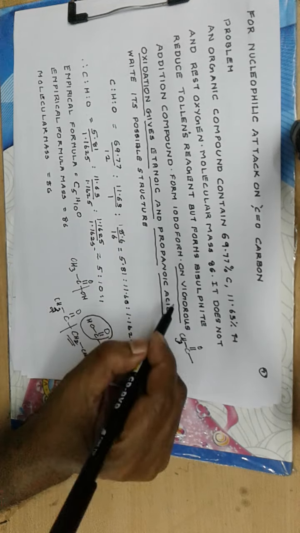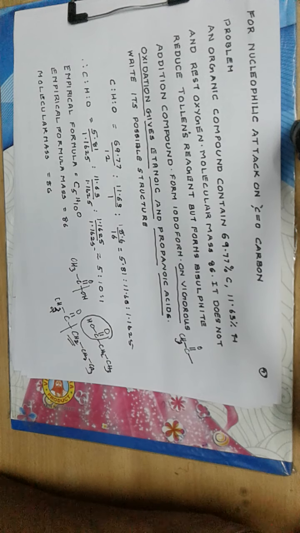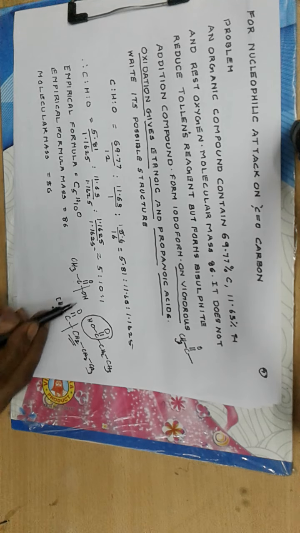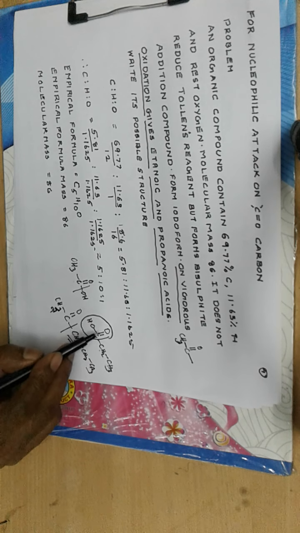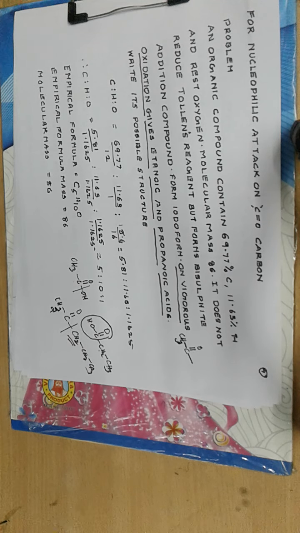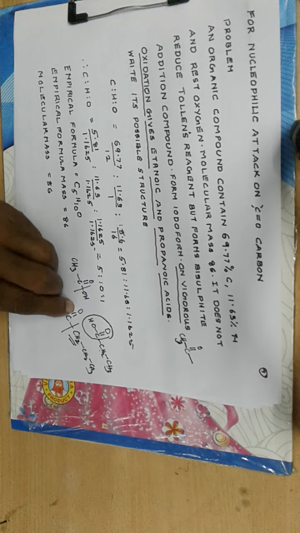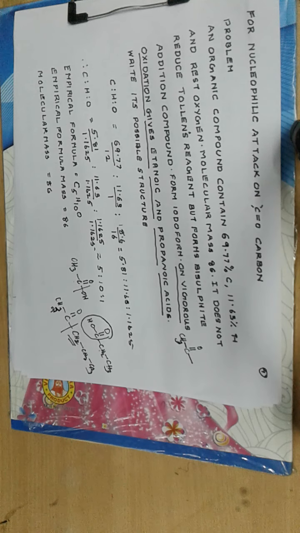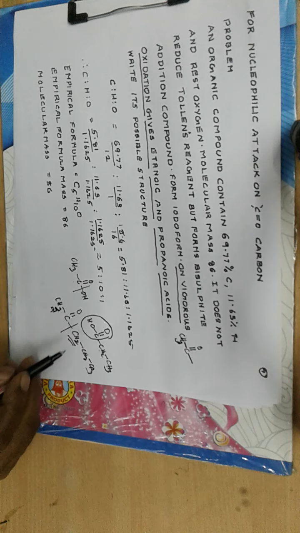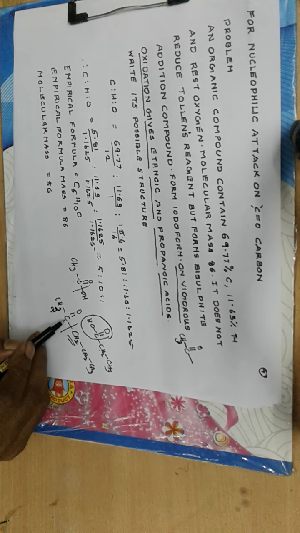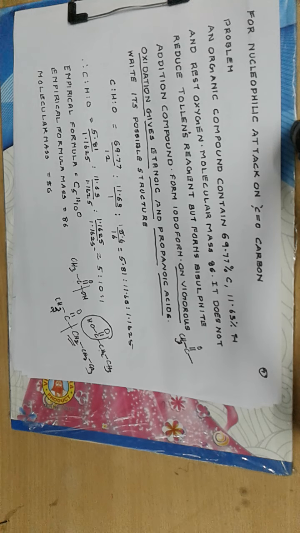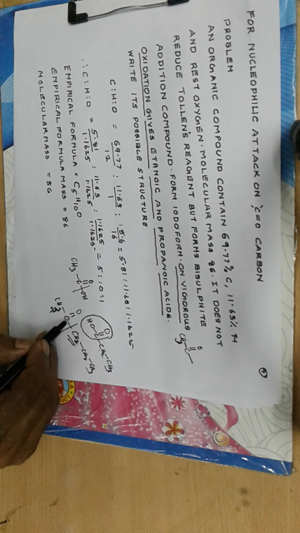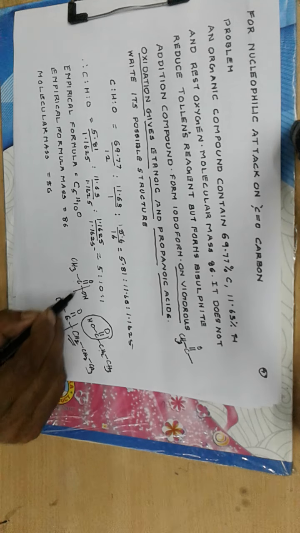On vigorous oxidation, and this is an important point, it gives ethanoic acid and propanoic acid. Ethanoic acid is CH3COOH, propanoic acid is CH3CH2COOH. Now, the ketone is a methyl ketone, CH3CO, because the iodoform test is given. Then it is connected to a carbon chain CH2, CH2, CH3. On oxidation, the carbonyl group goes with the smallest alkyl group, that is CH3.